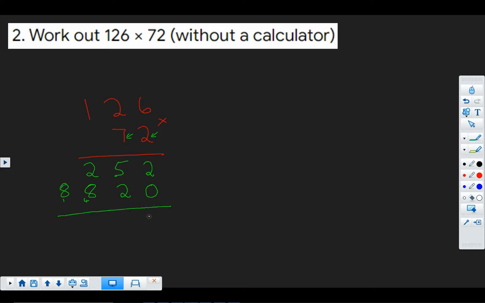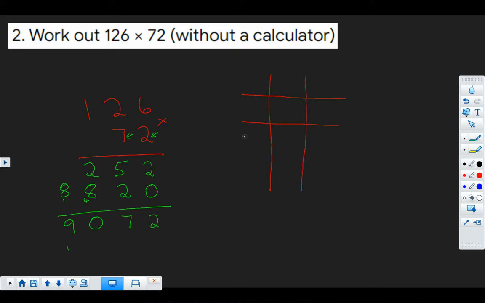So I'm now going to add these up. 2 and 0 is 2, 5 and 2 is 7, 2 and 8 is 10, carrying 1 to here, 8 and 1 is 9. So my answer is 9,072. I'm now going to do this for you using grid multiplication.